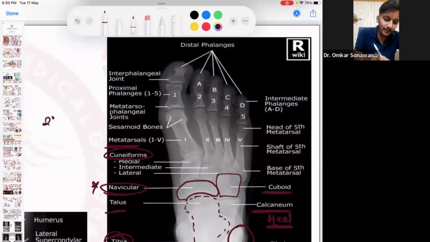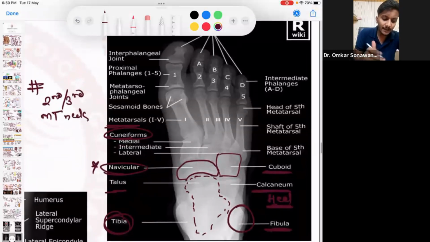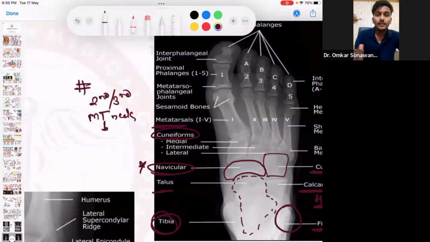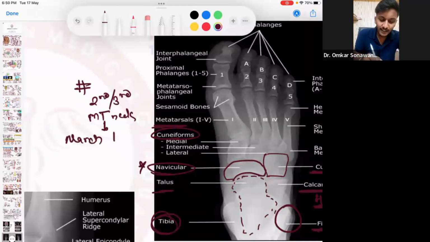Fracture of the second and third metatarsal neck is called as? Anybody online? Very good. It is known as the March fracture. Fracture of second and third metatarsal neck is March fracture.